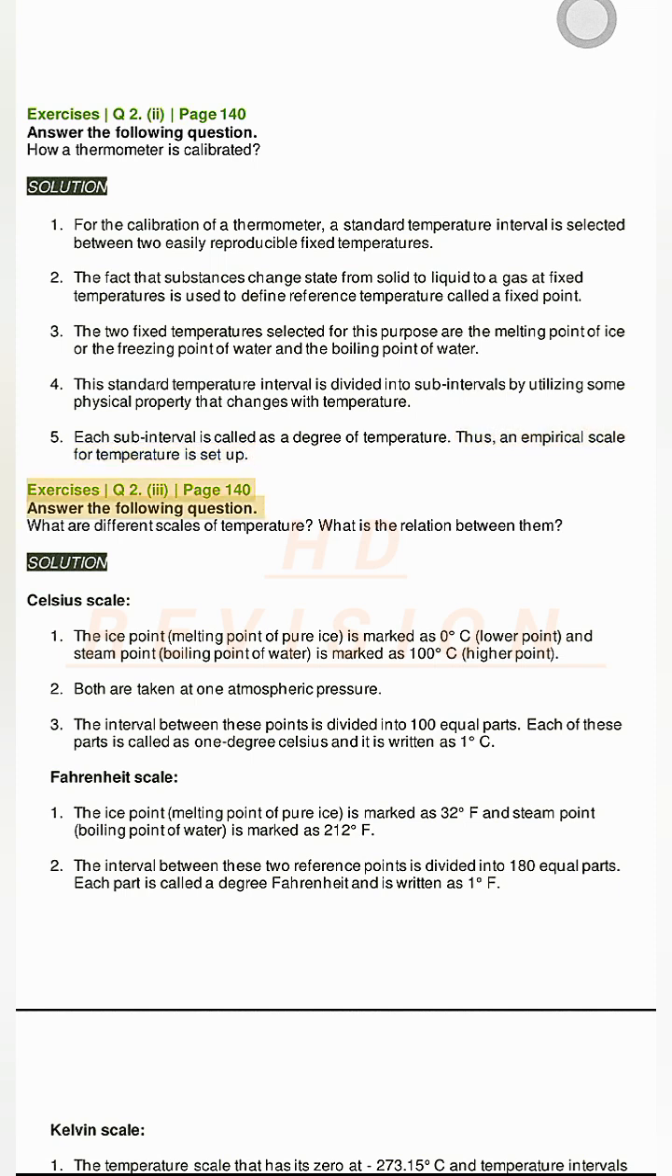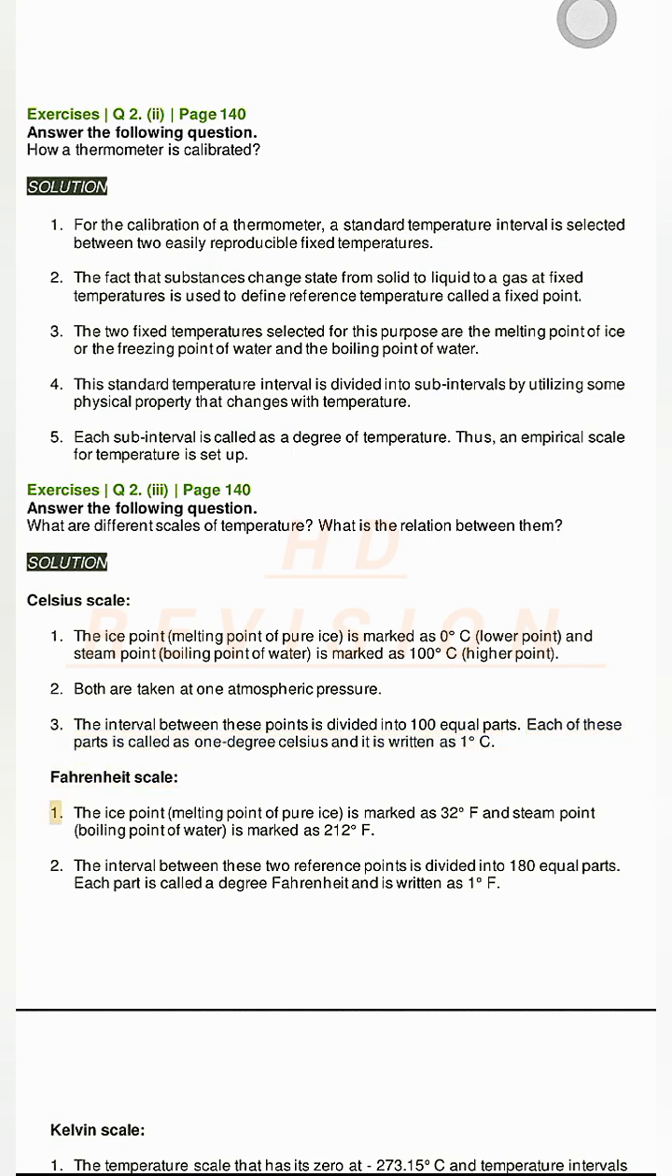Exercises Q2. Page 140. Answer the following question. What are the different scales of temperature? What is the relation between them? Solution. Celsius scale. 1. The ice point, the melting point of pure ice, is marked as 0 degrees Celsius, the lower point, and the steam point, the boiling point of water, is marked as 100 degrees Celsius, the higher point. 2. Both are taken at 1 atmospheric pressure. 3. The interval between these points is divided into 100 equal parts. Each of these parts is called 1 degree Celsius and is written as 1 °C.